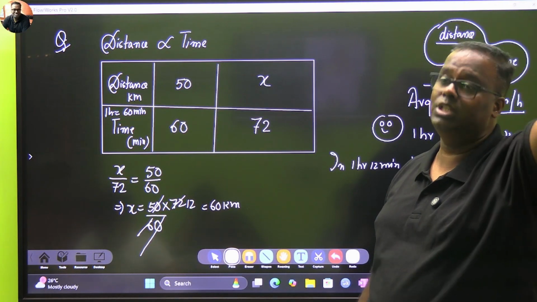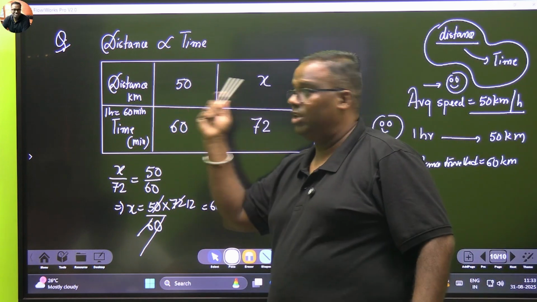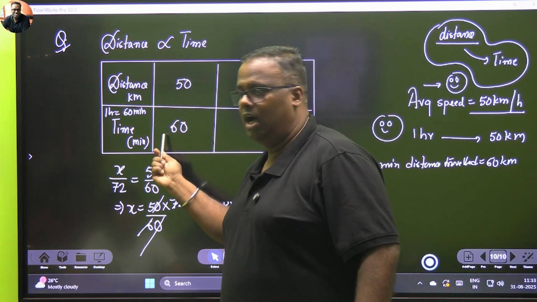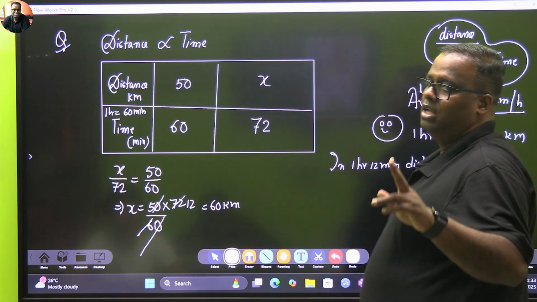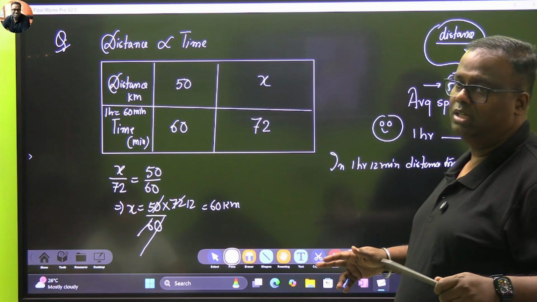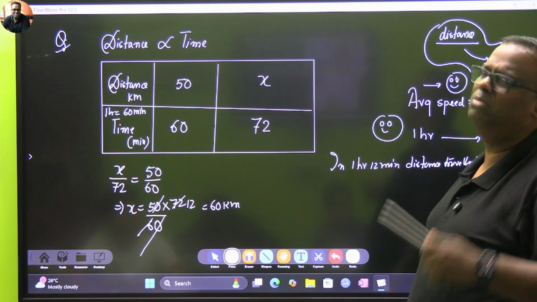First, make sure your units are the same. For the row, if this is kilometer, this should be kilometer. This cannot be in meters. If this is R, this should be R. So first thing is, they first told us, now if I try to go with this problem directly with R's, it will become a little bit of trouble.